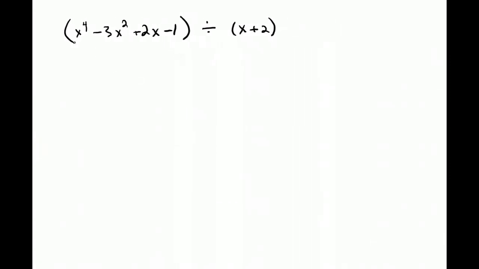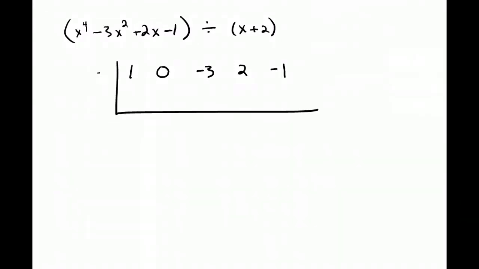Okay, here's my next problem. I write the coefficients. 1, I got to put a 0 because there's no x cubed term, then a -3, then a 2, then a -1. Because I'm dividing by x plus 2, I put a -2 here. I start by bringing the first term down. Then I multiply. -2 times 1 is -2. I add, I get -2.